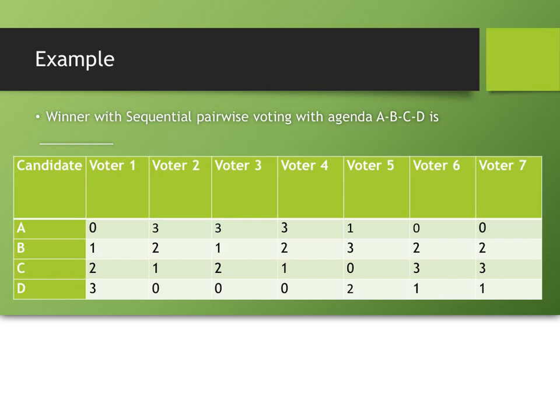All right, push pause, and with sequential pairwise voting and having the agenda A, B, C, D, who would win? Hopefully you did that. Have this agenda, I'm going to write it down here: A, B, C, D. In fact, I don't need to write things in between them. But A versus B, you should see that B wins.